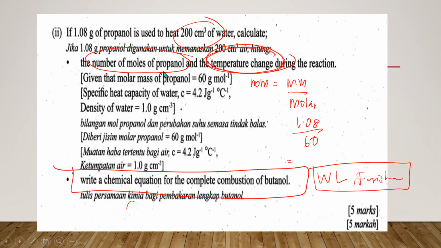Give me the beginning of the equation for the combustion of butanol. C. C4. Yes. H9. OH. Plus O2. Arrow CO2. Very good. Plus H2O.